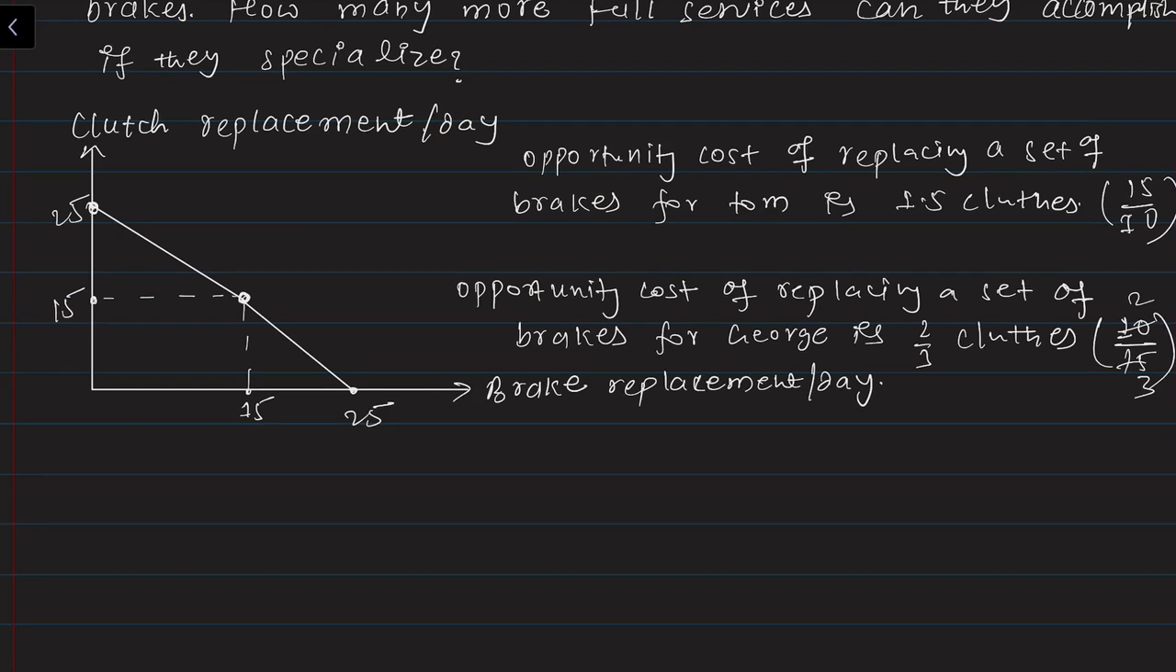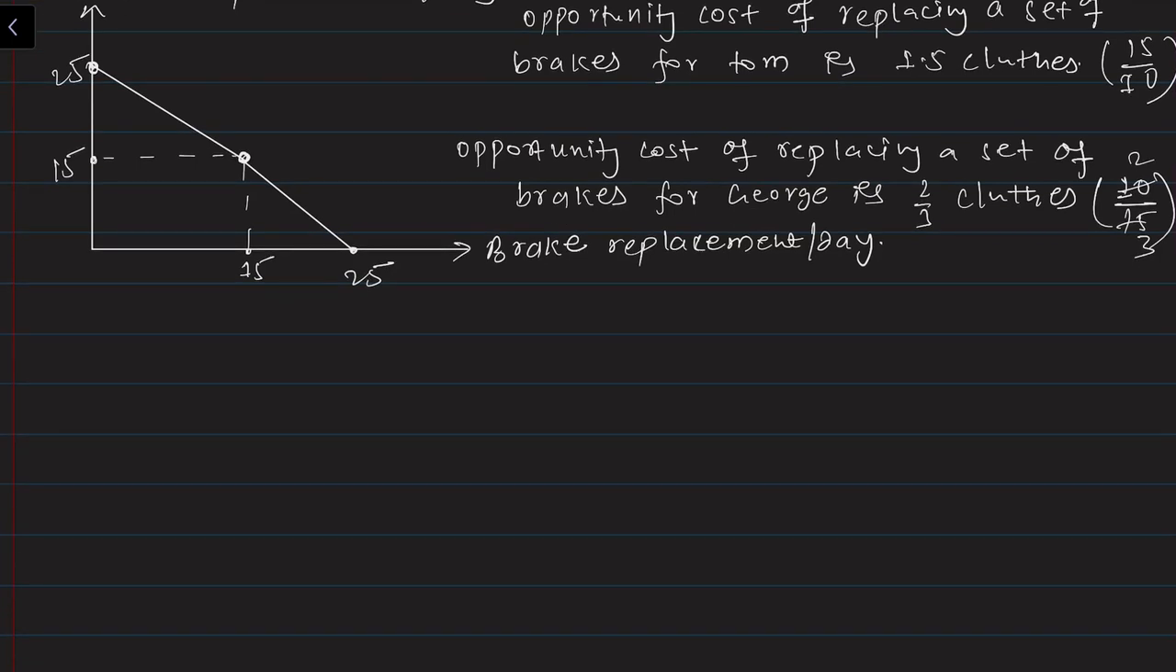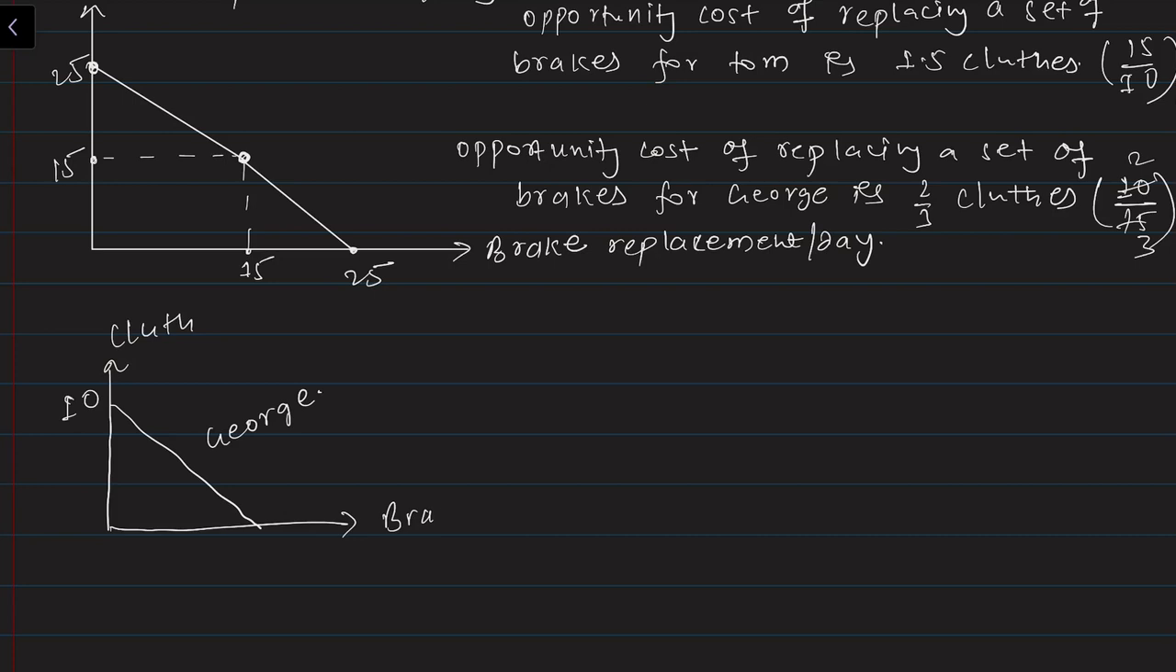Now what is the equation of the individual PPC? So let's draw the individual PPC. This is the PPC of George. This is the maximum amount of clutch that he can replace per day, and the horizontal axis gives the brake replacement that he can do per day, which is 15, and this will be 0. So what is the equation of this PPC?